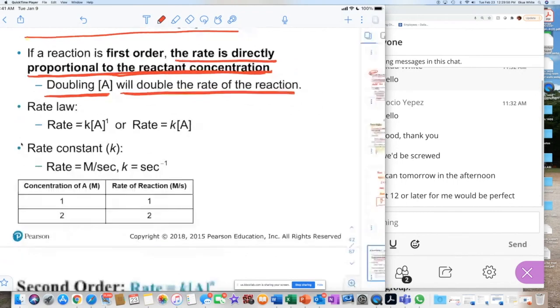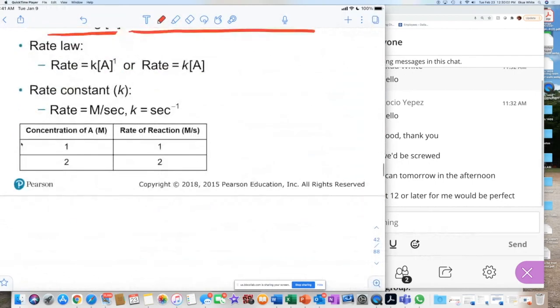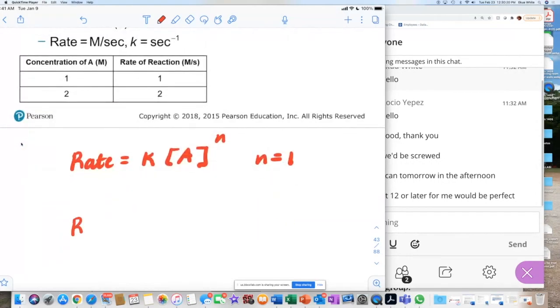And if you had a reactant, don't forget to put a negative: negative 1 over the coefficient, times the change in the concentration of A, where A is your generic reactant, over the change in time, equal to K times A to the power n. Since this is first order, n is one. This is the way you will use to get the rate of the reaction if they tell you to find K.